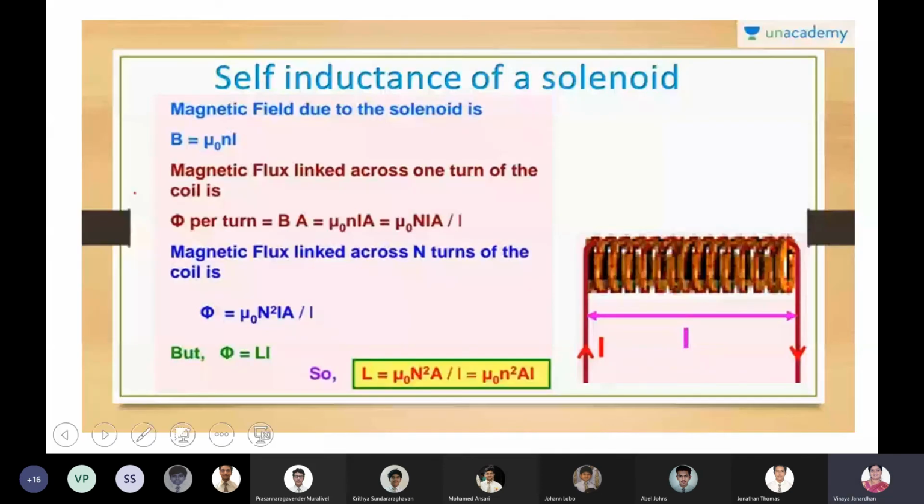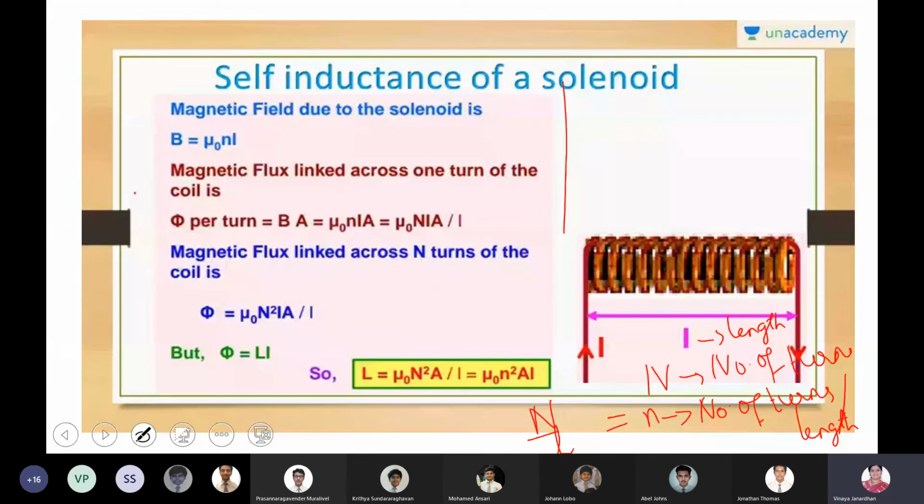Boys, I have to derive an expression because L depends upon the dimensions of the coil. It depends on the parameters of your coil. Now look at this. You have a solenoid of length L. Capital N is the total number of turns, and L is the length of your solenoid. Then small n is the number of turns per unit length, which is equal to N by L.